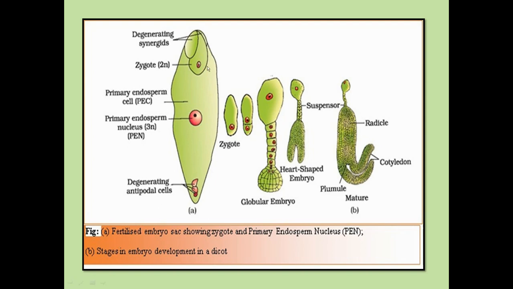And this zygote is going to be converted into the embryo. The stage is the globular embryo, then the heart-shaped embryo. With the heart-shaped embryo, the cotyledon number is quite clear to you. Yes, these are the two, so the dicotyledonous seed is going to be formed later on. And you can see two cotyledons here also in the mature embryo. So this is the development of the dicot embryo.